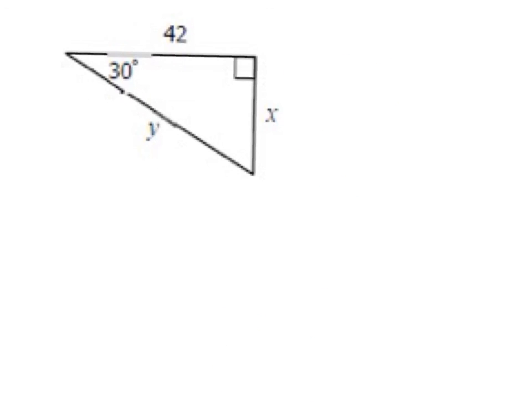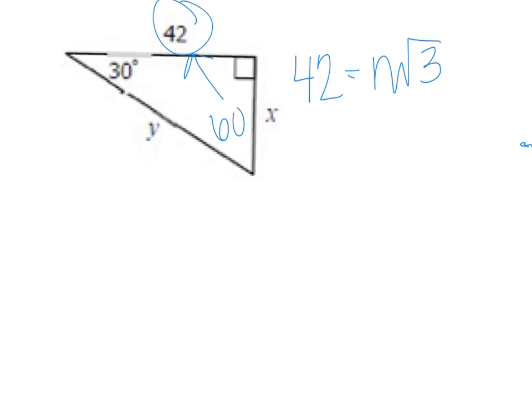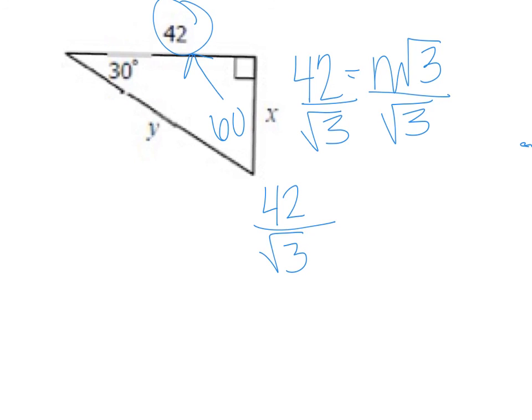Final question, we have one more 30, 60, 90 degree right triangle. Again, they're giving us the long leg on this triangle. So we write down that 42 equals, the rule is it's equal to n times the square root of 3. Our goal is to get the n by itself, so I'm going to divide both sides by the square root of 3. When I have 42 over root 3, we know we need to rationalize our denominator.